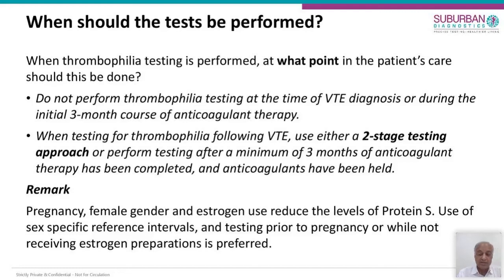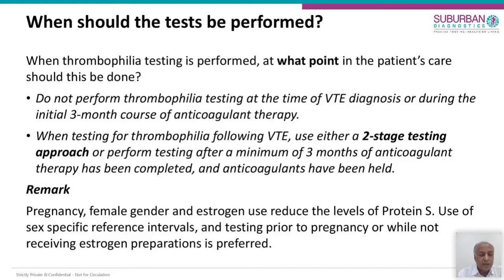vitamin K antagonists will lower the levels of some of these natural anticoagulants like protein C and protein S. It will also lower some of the liver-dependent coagulation factors like factor 2, 5, 7, 9, and 10. So this has to be kept in mind, and therefore you don't do these tests in patients who are on anticoagulants, and if you have to do it, then you have to stop it for 3 months, which is again impractical, because if the patient has risk of thrombosis or recurrent thrombosis, waiting for 3 months doesn't make sense. So this again loses its significance.